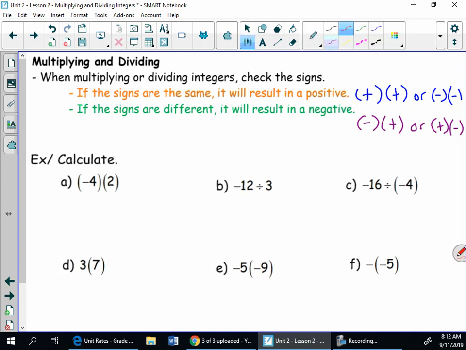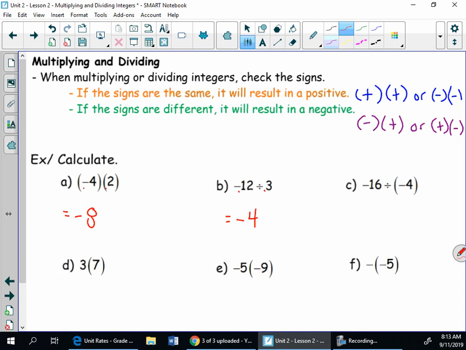Okay, first question, calculate -4 times 2. I look at my signs, I see a negative, and there's no sign over here. If we don't see a sign, it's always assumed to be positive. So I've got a negative and a positive. Those are different. I know my answer is going to be negative. What's 4 times 2? It's 8. If I look at B, I've got a negative again, and I got no sign. That means it must be a positive. Those are different, so it's a negative answer. And 12 divided by 3 is 4.